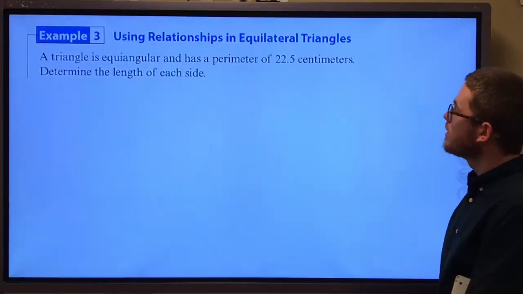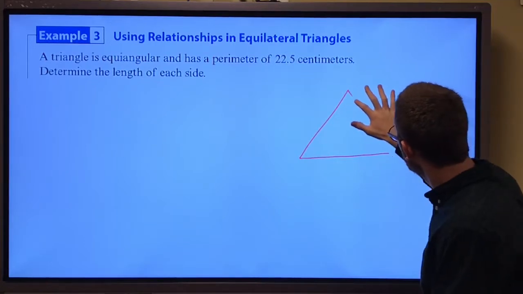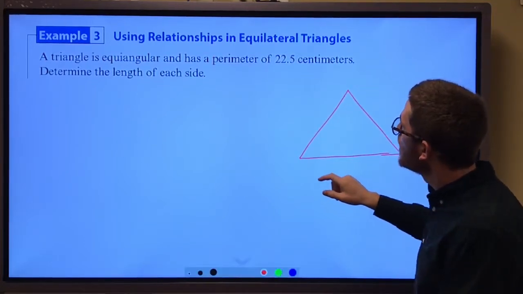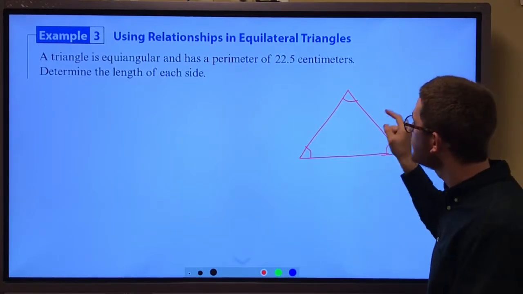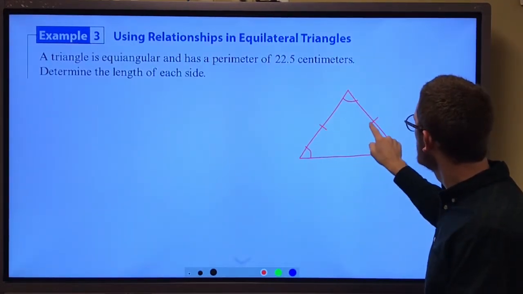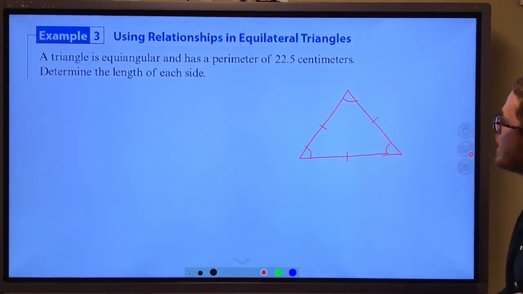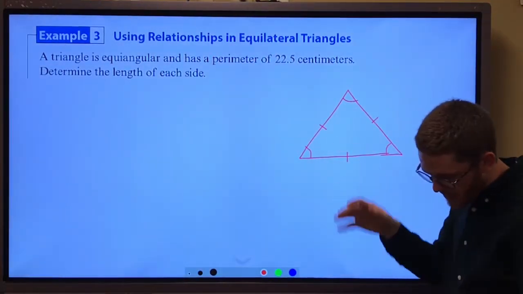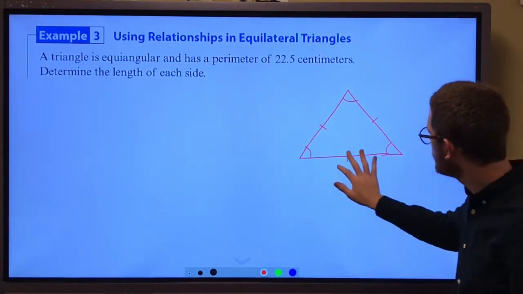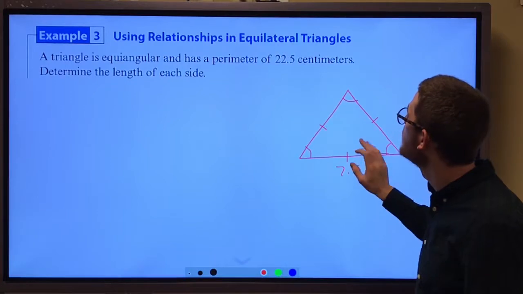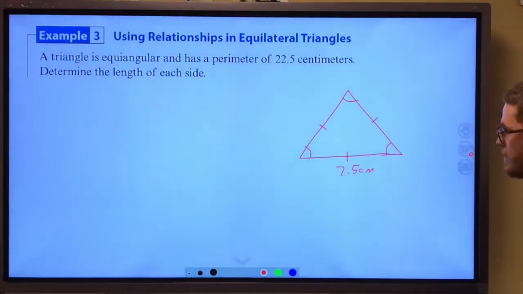The triangle is equiangular, and has a perimeter of 22.5 centimeters. Well, if it's equiangular, we know it's also equilateral. If the perimeter is 22.5 centimeters, we can divide that evenly by 3. Each side would have to be 7.5 centimeters.